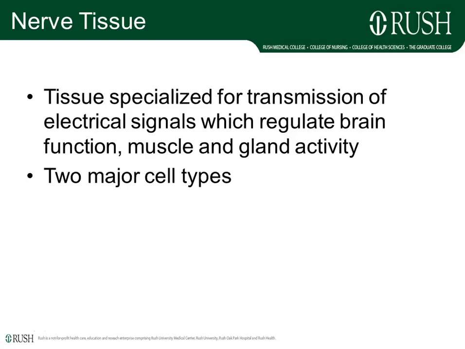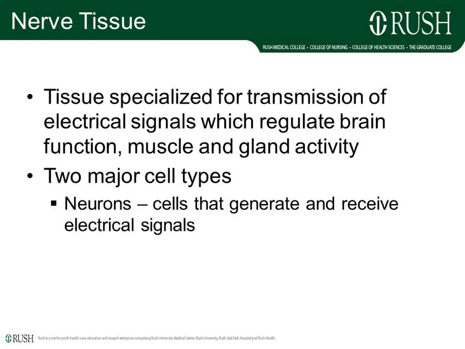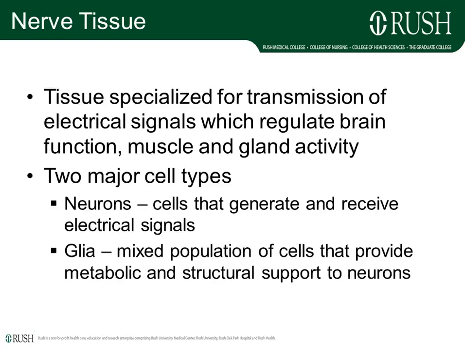There are two major cell types in nerve tissue. And those are the neurons, or the nervous tissue cells. These are the cells that generate and receive and pass along electrical signals that carry out these regulatory functions that I just mentioned. And the glia, which is essentially a support cell population. These are quite diverse, a mixed cell population that provide metabolic and structural support to the neurons. And just as an aside, in general, the neurons are very big and the glia are very small.